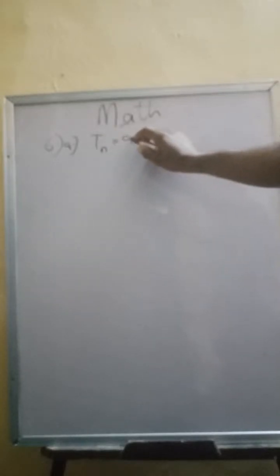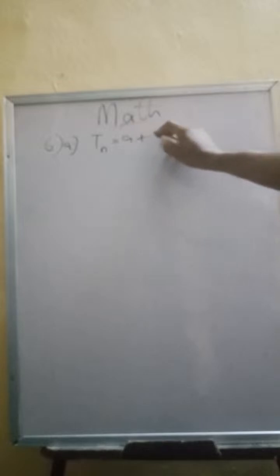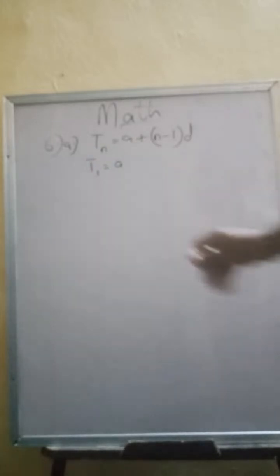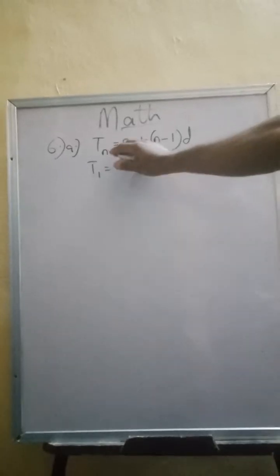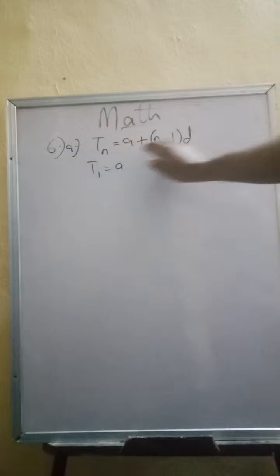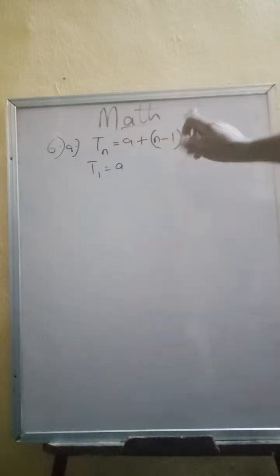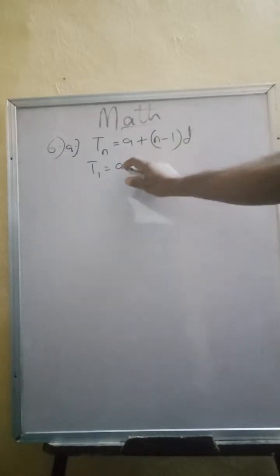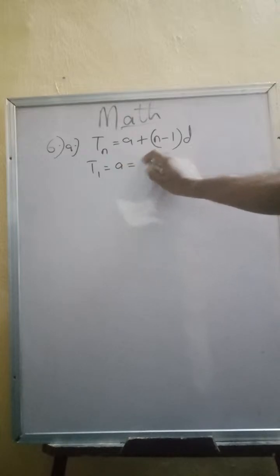Now let's write the end term. The end term is t subscript n equals a plus n minus 1 d. A is the first term, d the common difference. Now the first term t1 is a, and the reason is that if 1 replaces n here, then 1 will replace n there too. So whatever comes here invariably comes there. So 1 minus 1 is 0, and 0 times d is 0. That ends this. So it says the first term is 8.